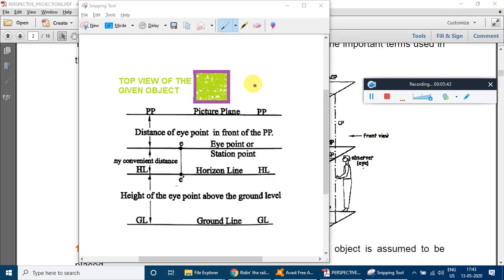Okay, so you are able to see this image. The top view of the given object, we said very clearly, will be placed in the third quadrant, that is third angle projection. The top view of the given object will be above the picture plane. I'll be coming back to that again. So this is the picture plane and ground line. First I'm starting with the picture plane and ground line.